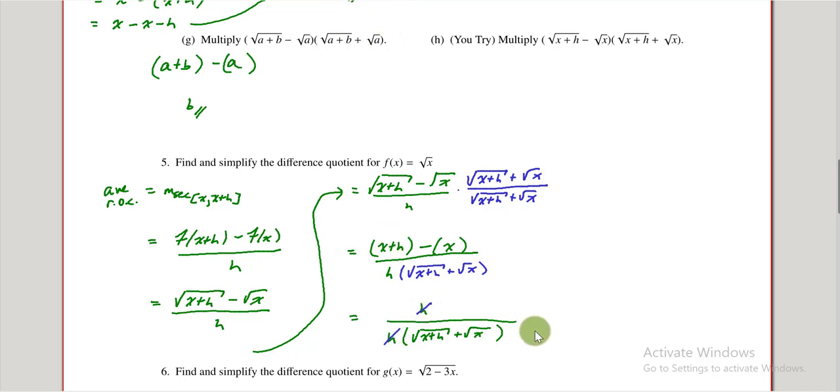And so we end up with an answer, a simplified difference quotient of 1 over the square root of x plus h plus the square root of x. And that's where we'll park our answer. That was tough. Let's try that again here, folks.